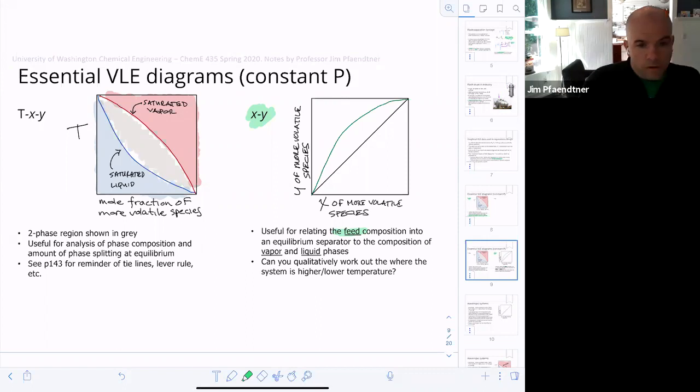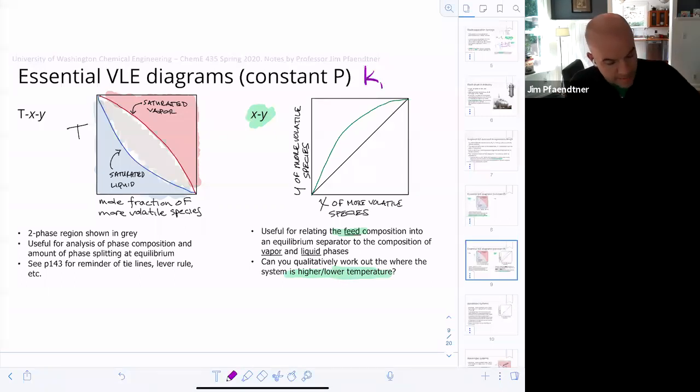So one of the things, as I noted, in beginning to develop some of that intuition, is that you should be able to look at this XY diagram when it's measured at constant pressure and begin to work out, for example, where the system is at higher and lower temperature. If you go back to the definition of the partition coefficient, remember that Ki is the ratio from the vapor to liquid phases.